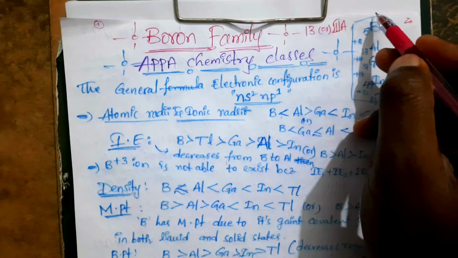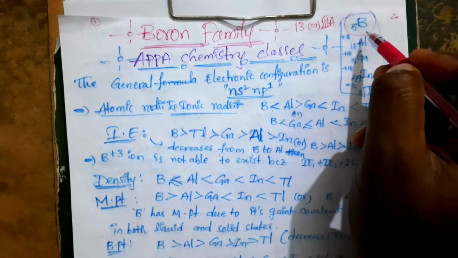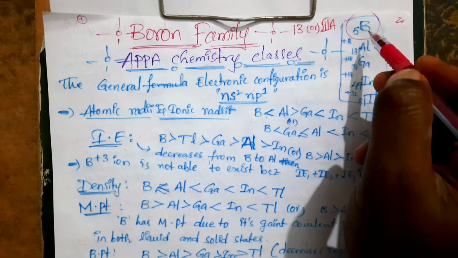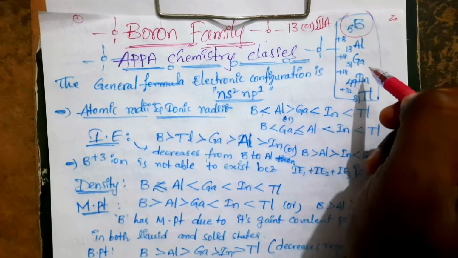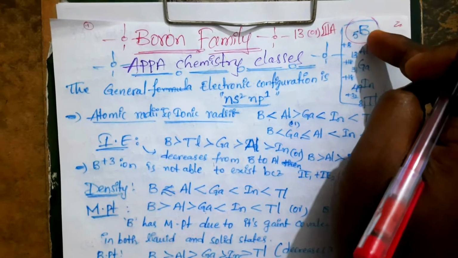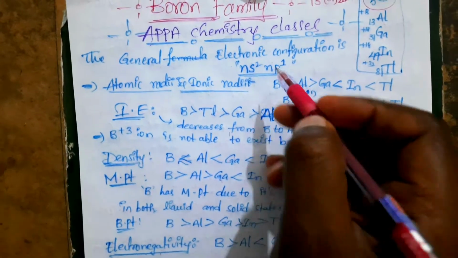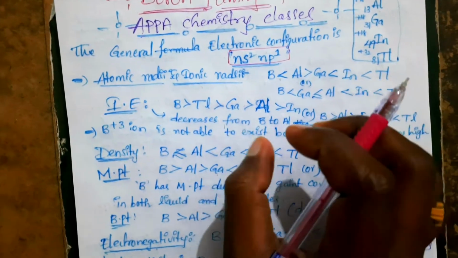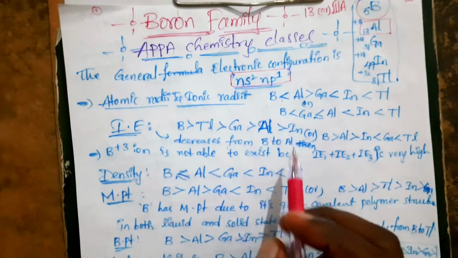These are the elements. Boron has anomalous properties compared to the other elements because of its small size, non-availability of vacant d orbitals, and high polarizing power, and also because it has only 2 penultimate shell electrons, whereas the remaining elements have 8, 18, 18, 32. The general electronic configuration of the boron family is ns2np1. Aluminium is the most abundant element among all of these.